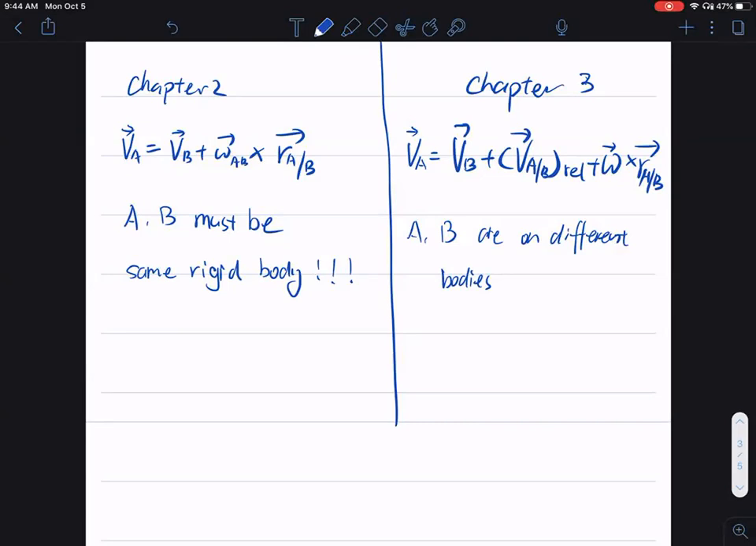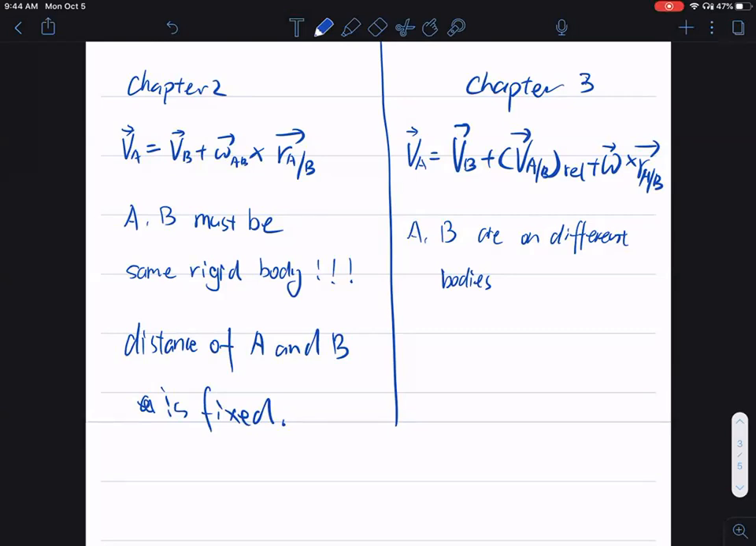If A and B are on the same rigid body, that means the distance of A and B is fixed. So the distance between A and B would never change. They're on the same rigid body. That's the definition of rigid body. Any 2 points will keep the fixed distance.